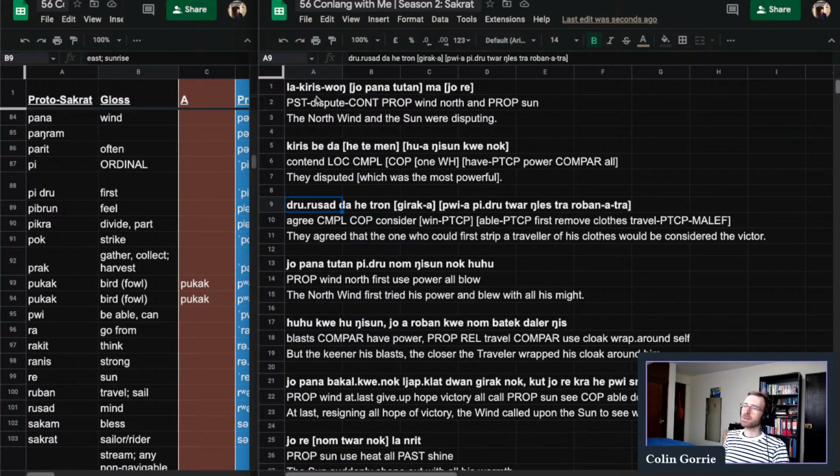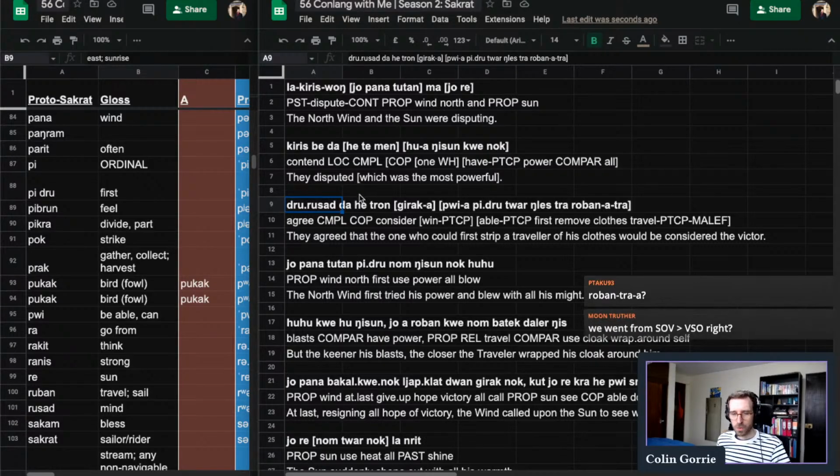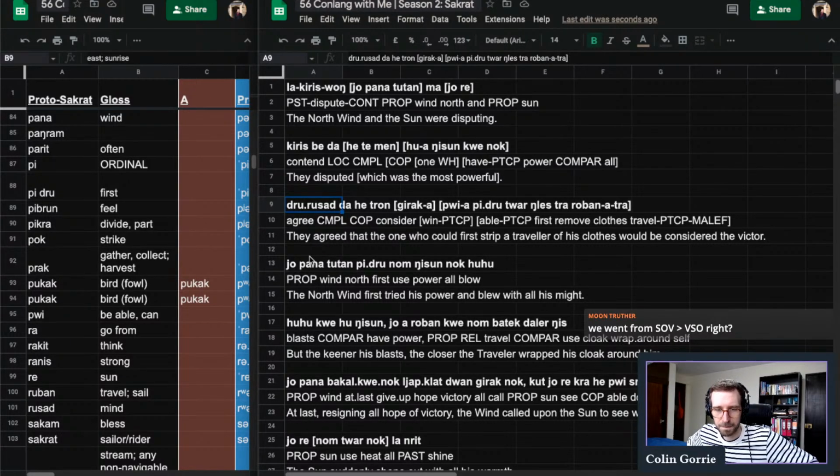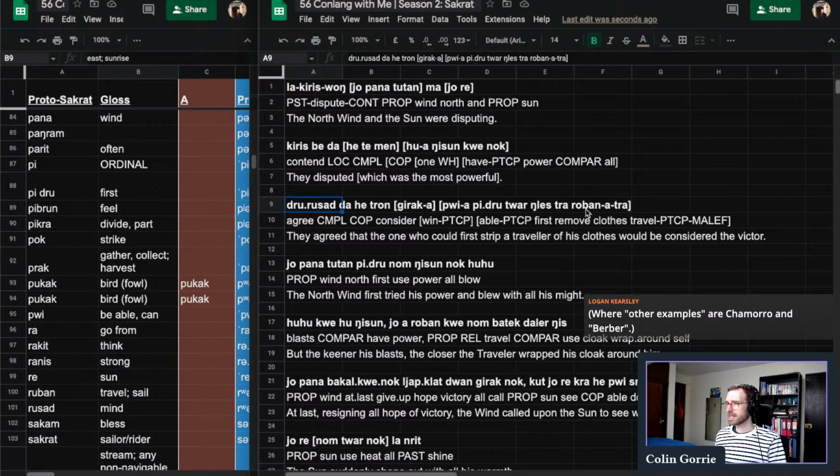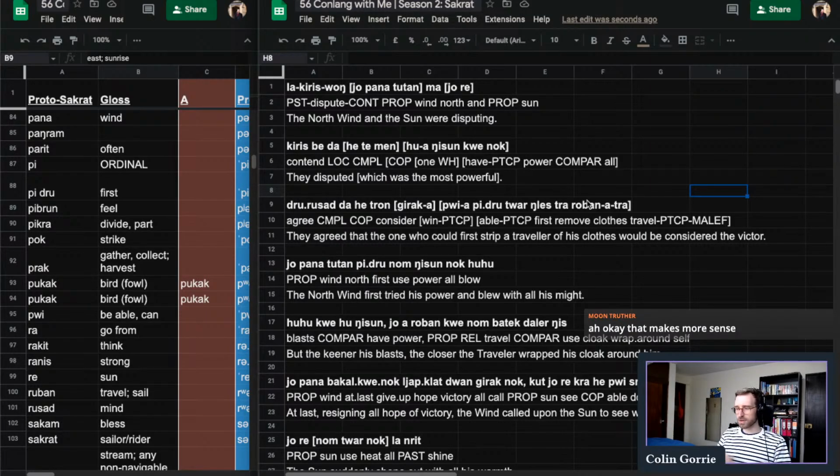So now we have something like la kiriswong yo panatutan mayore. Kiris bedahe temen huang isun kwenok. Drurusad dahe trong giraka puya pidrut warnglestra robanatra. We went from SVO to VSO. Oh, wait, who's we? I'm talking about this language here. I'm going to put the tra after robana because this is the traveling one. It's kind of more derivational, and then we have the very clearly inflectional malefactive suffix going after it. So we'll see inflection going on the outside of derivation.